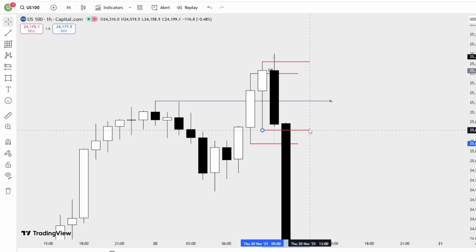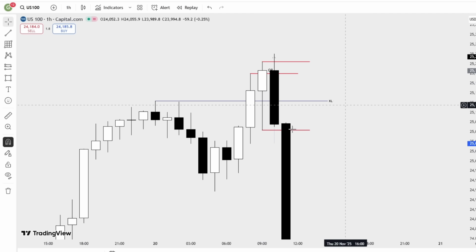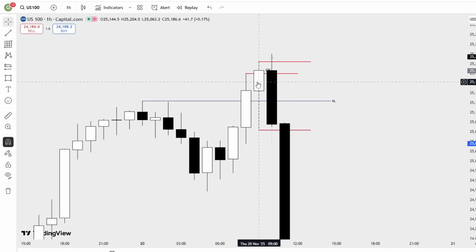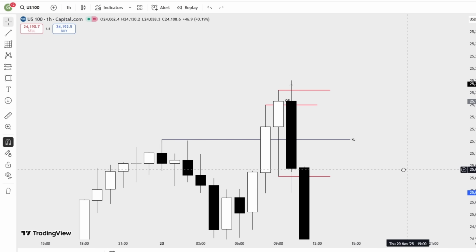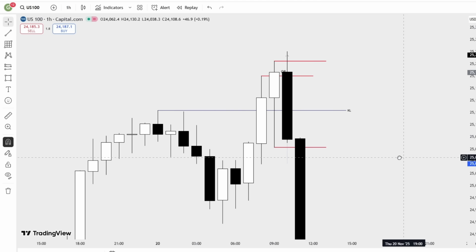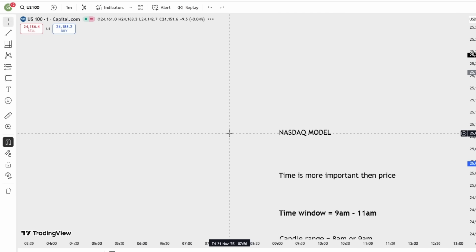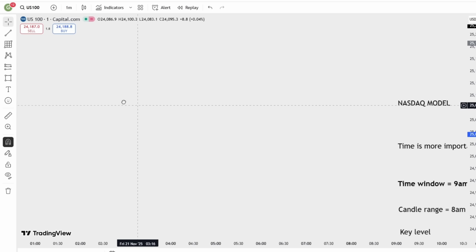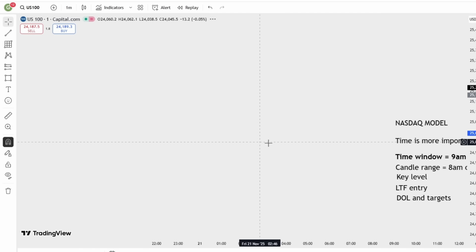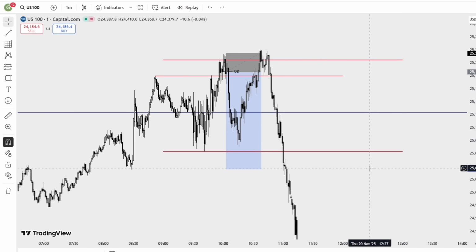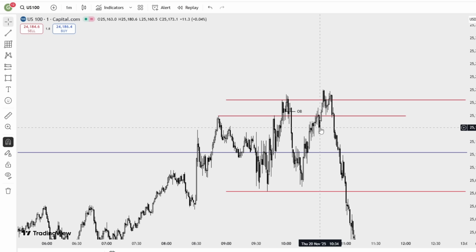I'm going to erase this 8 a.m. to avoid confusion with our targets right here. So now the 9 a.m. candle is your candle range, and it's a valid candle range because we are at the key level, right? So going back to the entry time frame, the 1 minute time frame, where is the chart? Oh, right here. Just erase this.